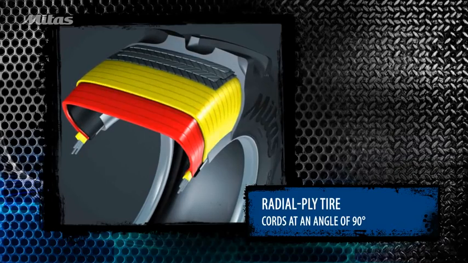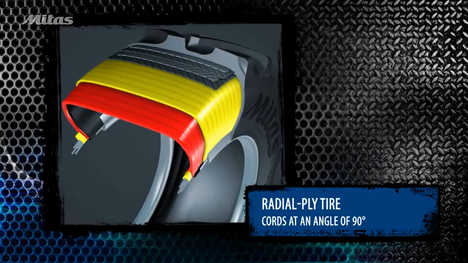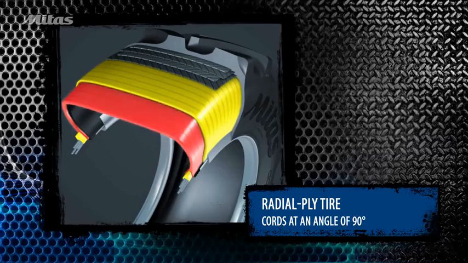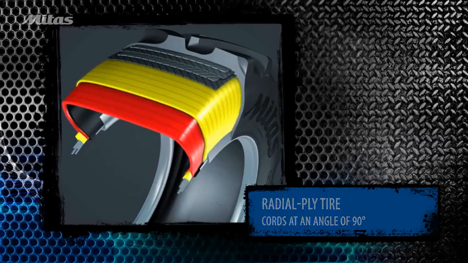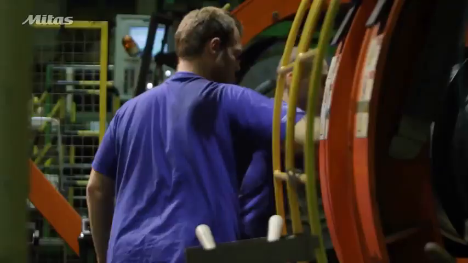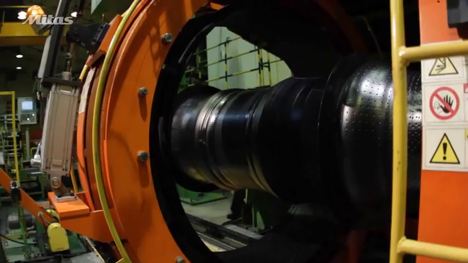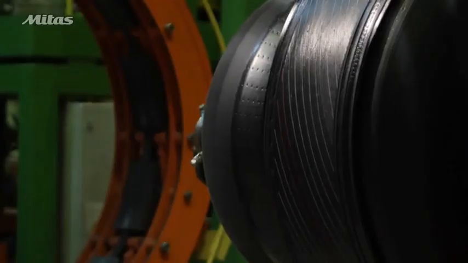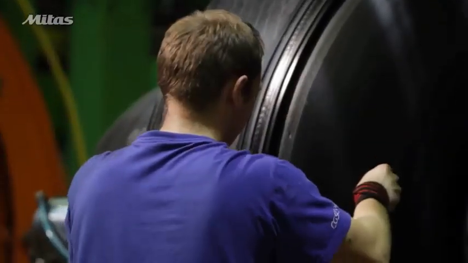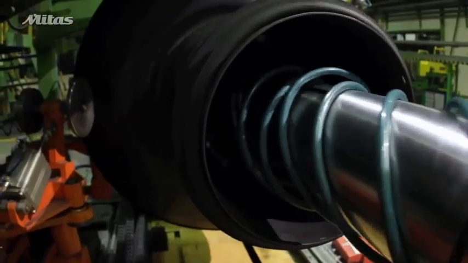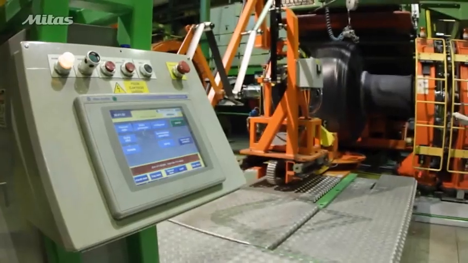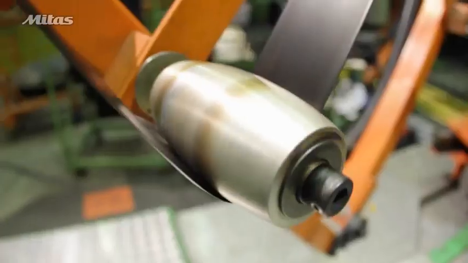Now, in the radial ply tire, the cord in the casing ply is laid at a right angle to the center of the tread. Radial ply tires are more complicated to produce, but they have new characteristics. For example, radial ply tires save fuel, last longer, and improve riding comfort. Agricultural radial tires apply less pressure on the soil and thus protect plant roots.